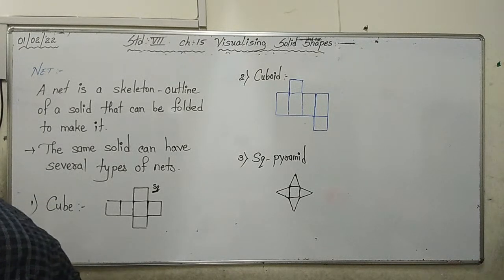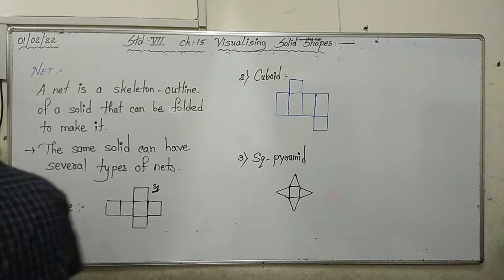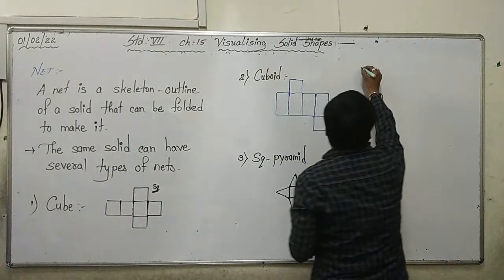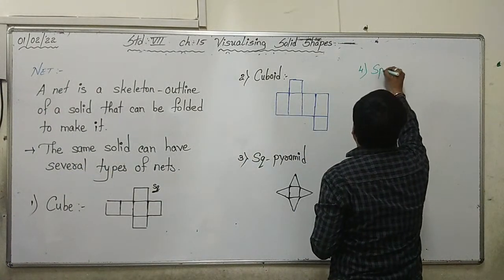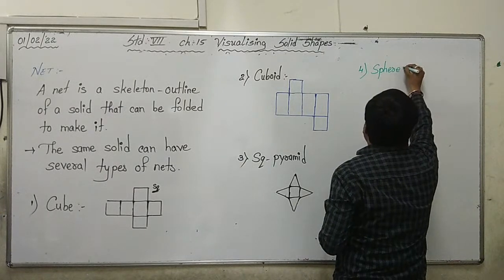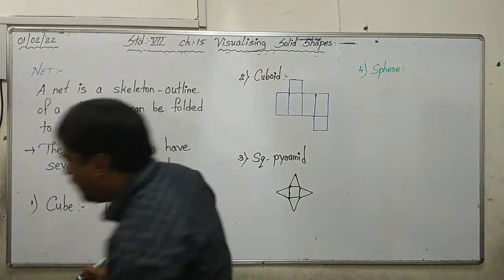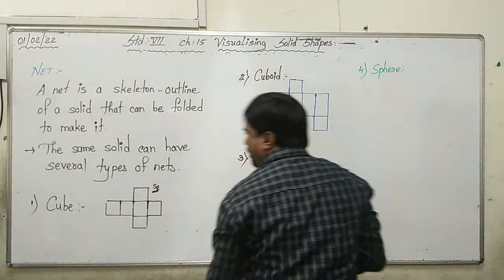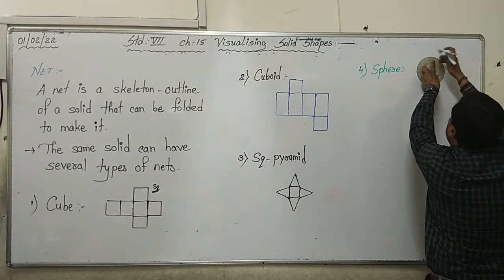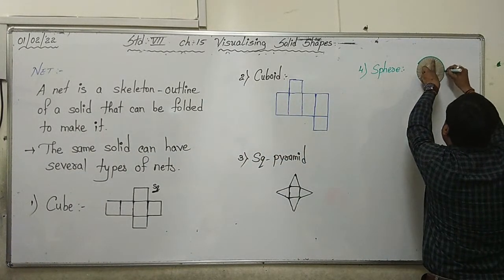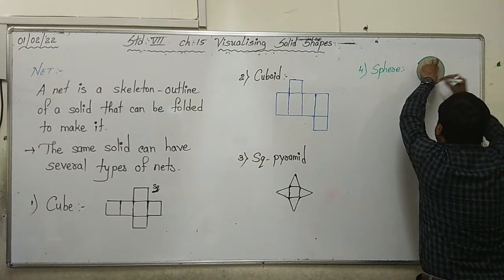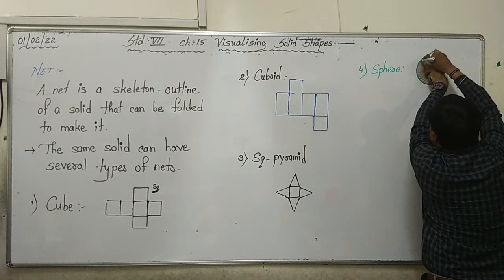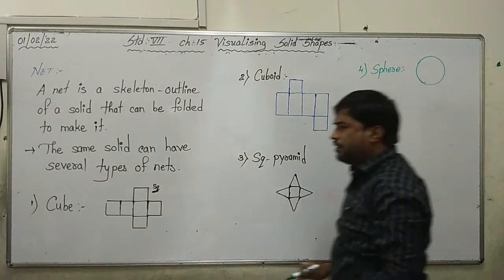Then let me talk about the fourth one, sphere. Right? If I cut the ball, it will form a circular part. So I am going to make the structure.